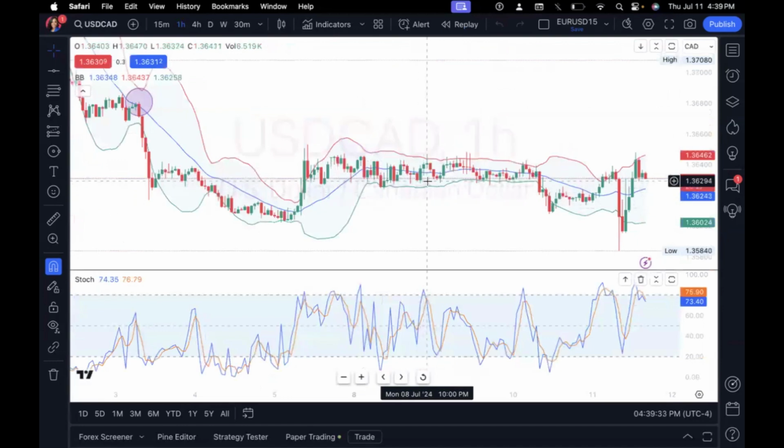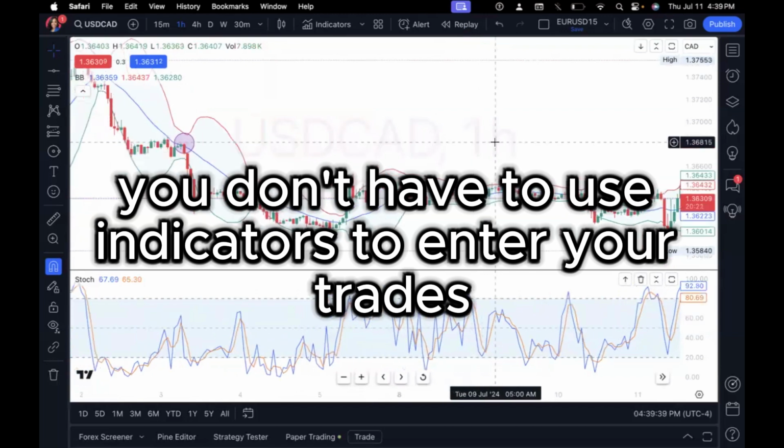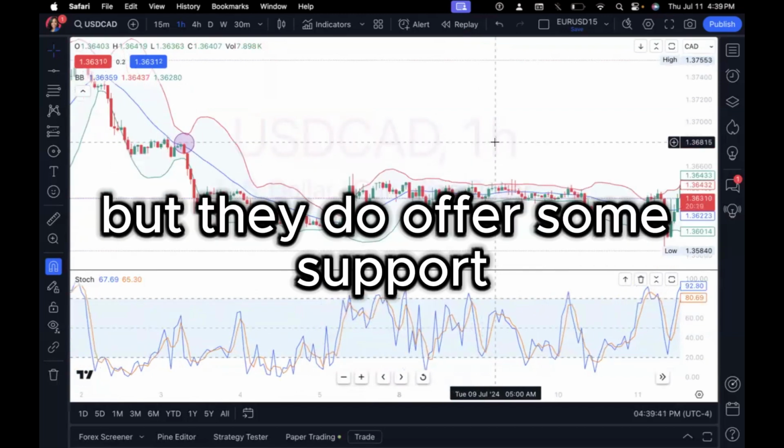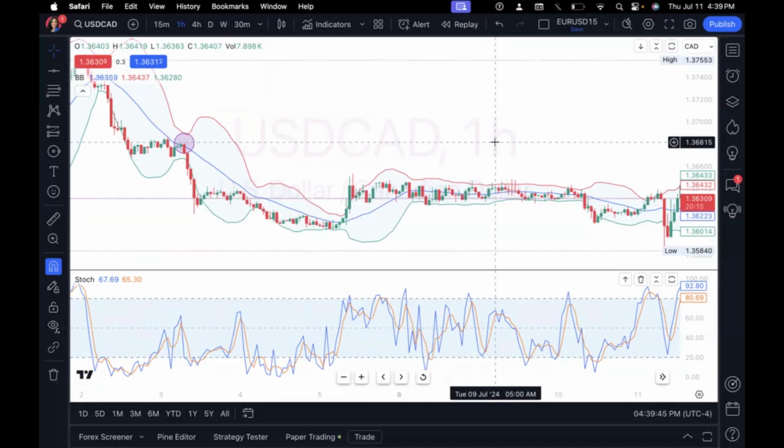So this was just really a quick example to let you know that you don't have to use indicators to enter your trades, but they do offer some support and it makes things a little bit clearer to see. So I really want you guys just to find indicators that you really understand and enjoy. This was just two examples. I do have a lot of different playlists, and I have a playlist specifically for indicators for beginners.